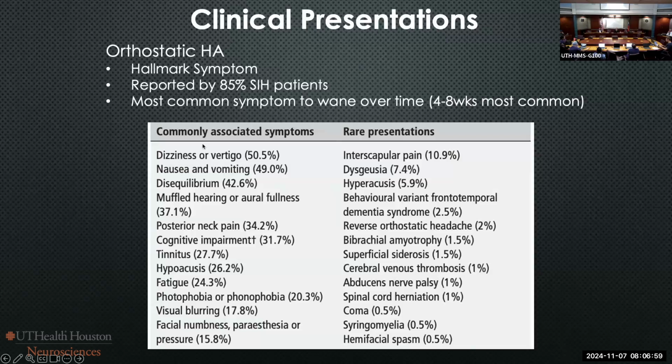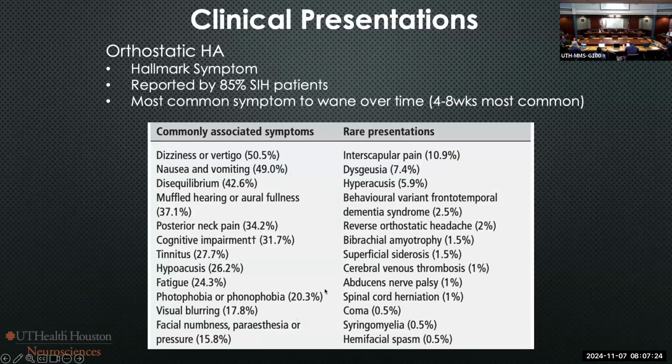Interestingly, you see associated symptoms, a lot of audiovestibular manifestations, cognitive impairment, so-called brain fog. And then we see some rare presentations, which are fascinating: frontotemporal dementia, brain sag syndrome, bibrachial amyotrophy, where patients misdiagnosed as having ALS ended up having this syndrome.